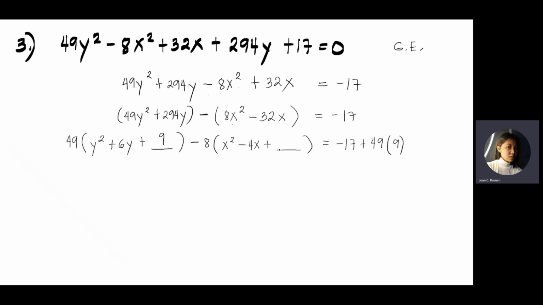Next, what will be the third term to complete this trinomial? Again, kunin yung numerical coefficient ng second term, and that is negative 4 divided by 2, raised to 2, that is equal to positive 4. So the third term will be positive 4. So ano naman yung i-add natin sa kabilang side? Consider natin itong subtraction or negative kay 8.